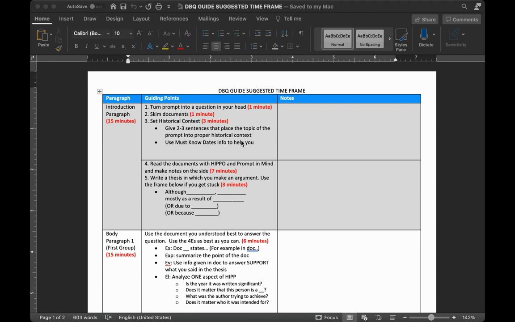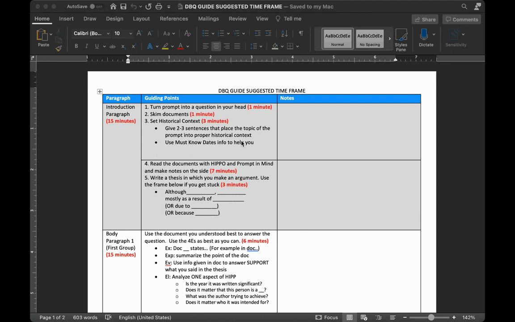Then you want to spend about 3 minutes to set your historical context. So give about 2 to 3 sentences that place the topic of the prompt, right? Not each specific document, but the overall topic of the prompt. Set it in its proper historical context, which means give it some background. I'll be giving you a list of must-know dates so that you can use those dates, right? Use the dates that are around it to talk about things that were happening in the world to situate your prompt.